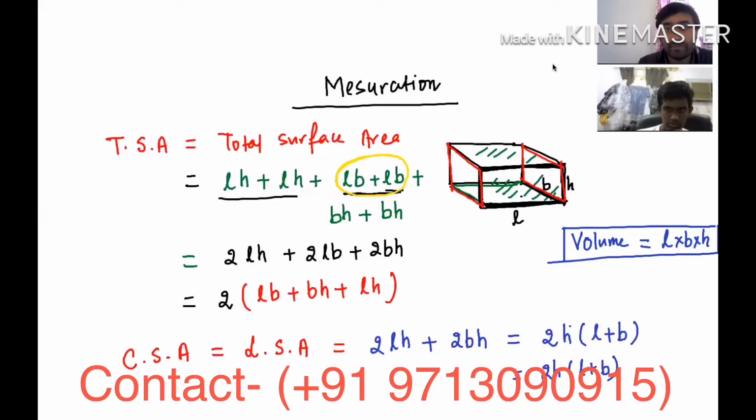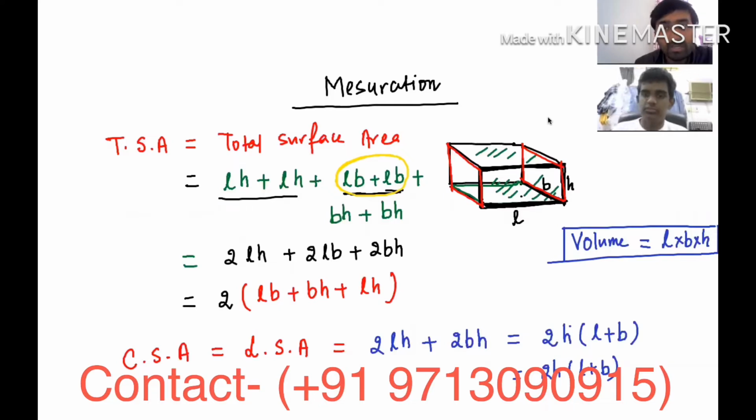CSA, what I said, is simply the curved surface. Like, you are sitting in a room. There are four walls in the room. You can see four walls around you. One thing is the top, another is the bottom, the floor. CSA is what? Removing the top and removing the bottom. That forms the CSA. If we remove the top and the bottom, that forms the CSA. Nothing else. Got it?